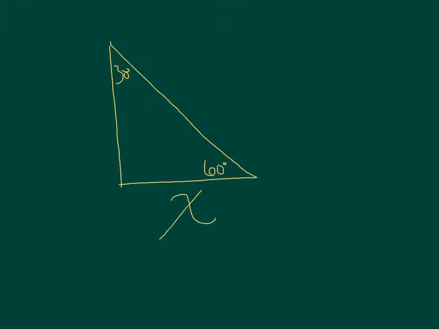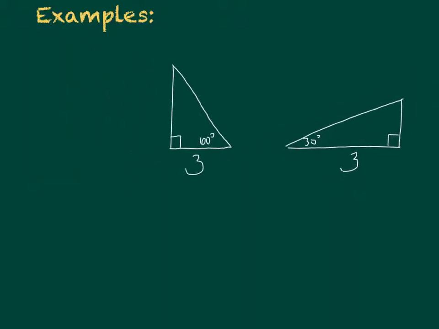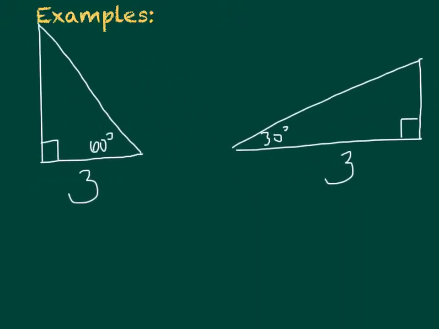And so you get this property in any 30, 60, 90 right triangle. The short side, let's call it x, times radical 3 is going to be the long leg, and times 2 is going to be the hypotenuse. Let me show you what that means. Let's take a couple examples. Let me just shrink both of them, okay.